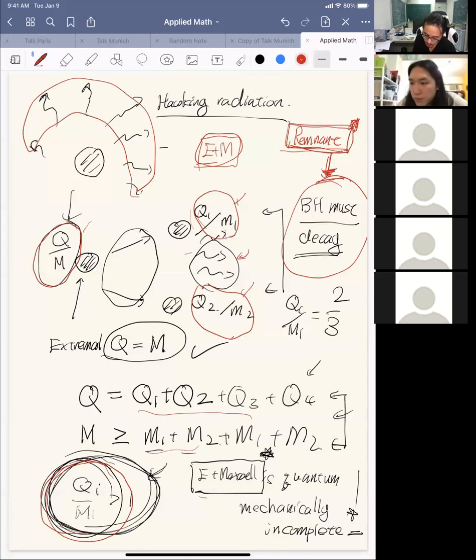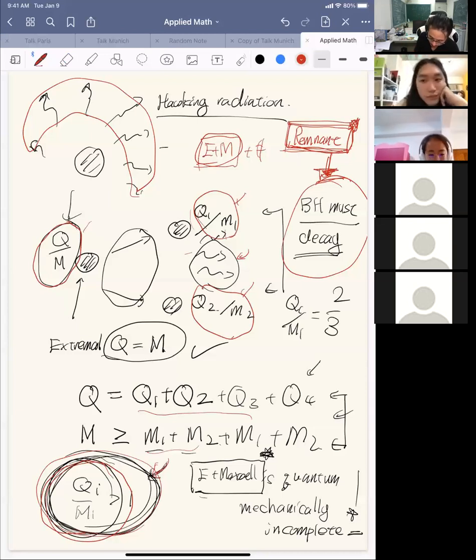So either you give up that black holes must decay, you must somehow allow remnants, which you cannot do in a quantum mechanical theory, or you accept that the Einstein-Maxwell theory is incomplete and you need to add more stuff here that allows you to have Q over M bigger than 1. Does that answer your question? No, I guess it was Senda that was asking. Is that okay? Okay.